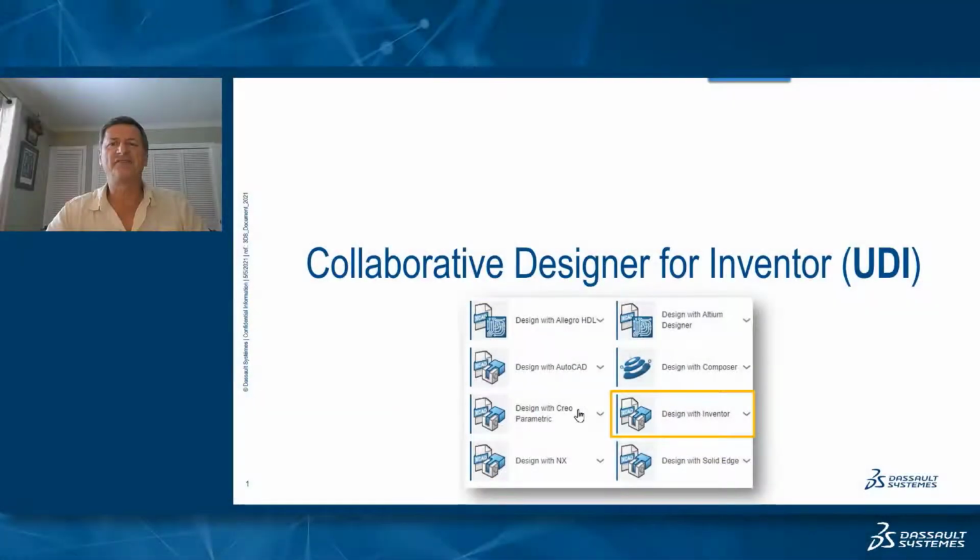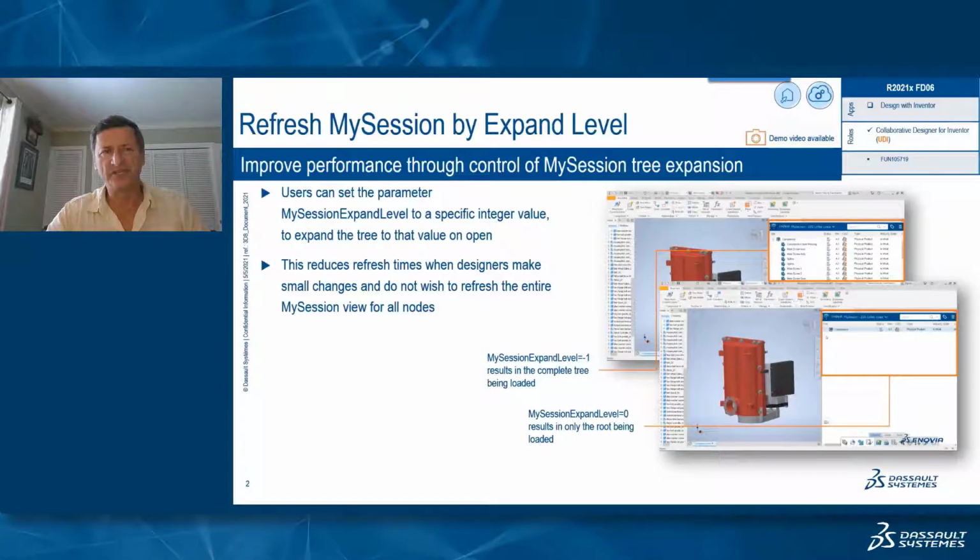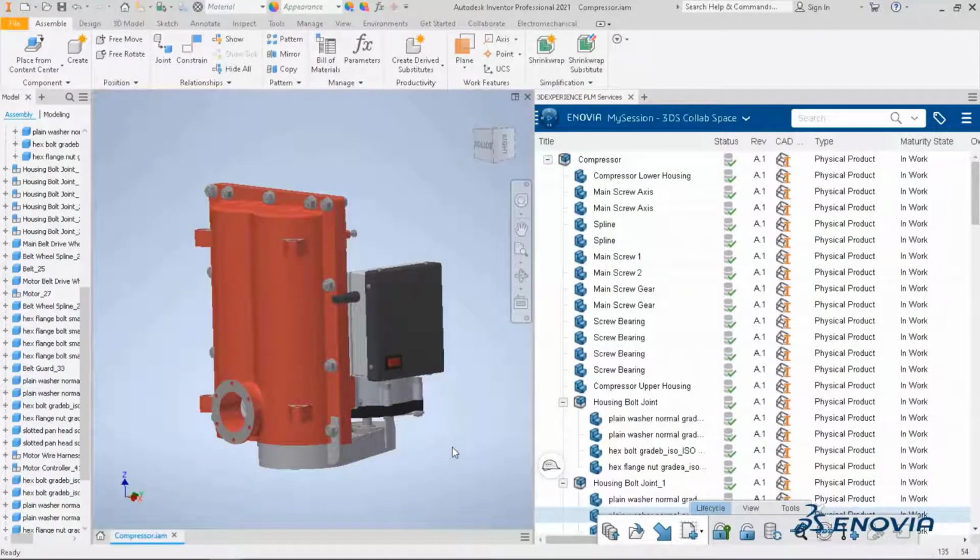For the Collaborative Designer for Inventor, we now have the ability to control the expansion level on refresh of the My Session window. Users can set a parameter, My Session expand level, to a specific integer value to control the expansion regardless of what is in the tree on each refresh cycle. This reduces the time to refresh the tree when you're working with large assemblies. Let's take a closer look at this enhancement.